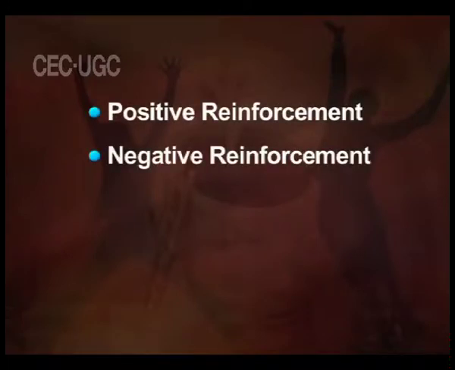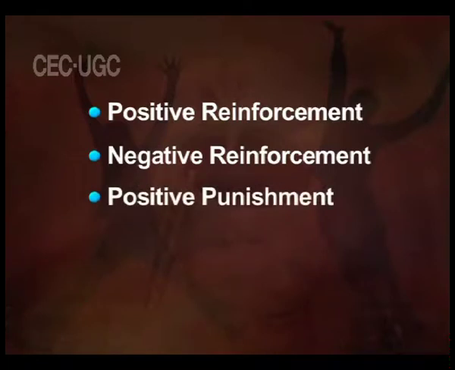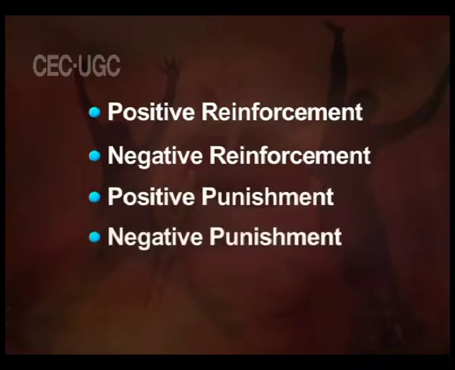Skinner in 1953 used the term operant to refer to any active behavior that operates upon the environment to generate consequences. Four types of learning processes occur in operant conditioning, such as positive reinforcement, negative reinforcement, positive punishment, and negative punishment.